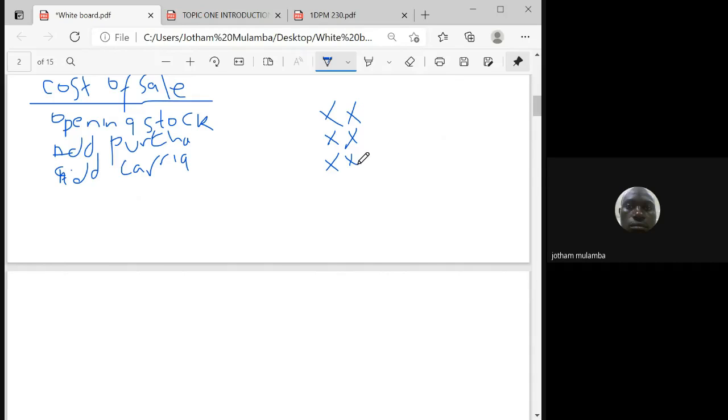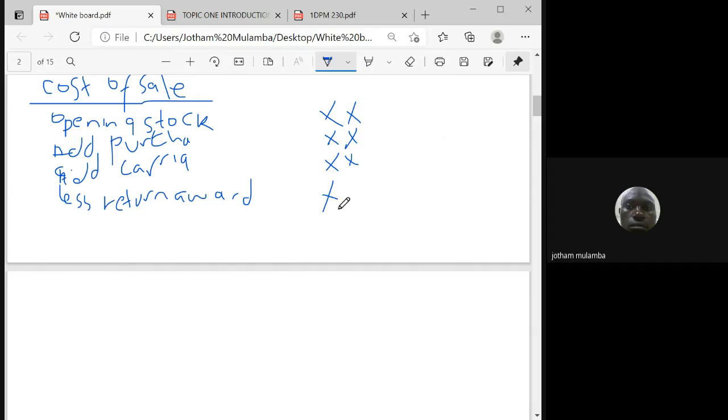And then from there, we less return outward. Less return outward. Return outward, these are the goods that we could have bought and we have returned back to the supplier.